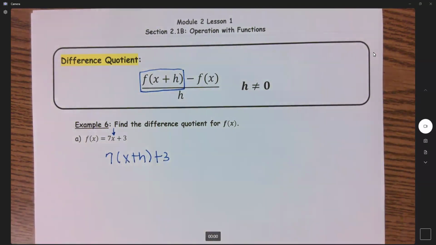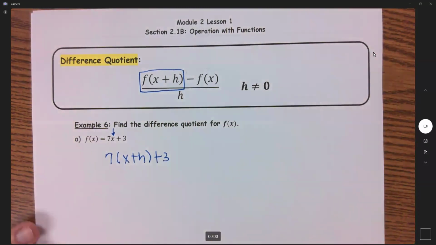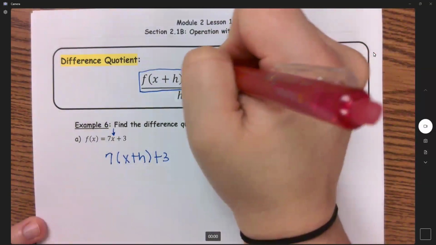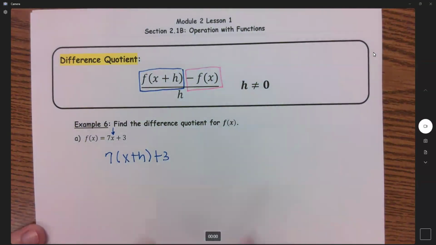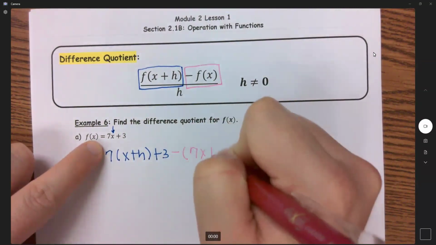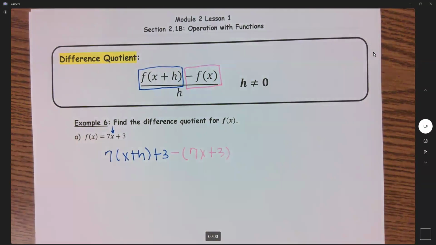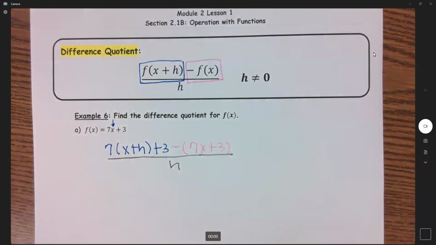Now, let me find a different color if I have one. Now, oops, that doesn't work. We will go with, now I need to evaluate negative f of x. So negative f of x is subtracting this entire function. And then this is all over h.